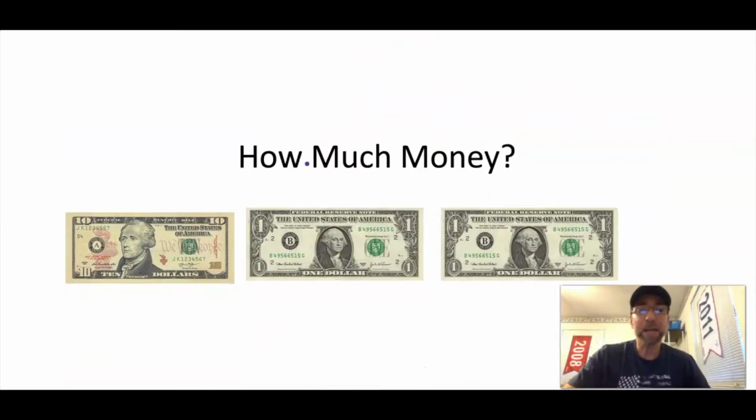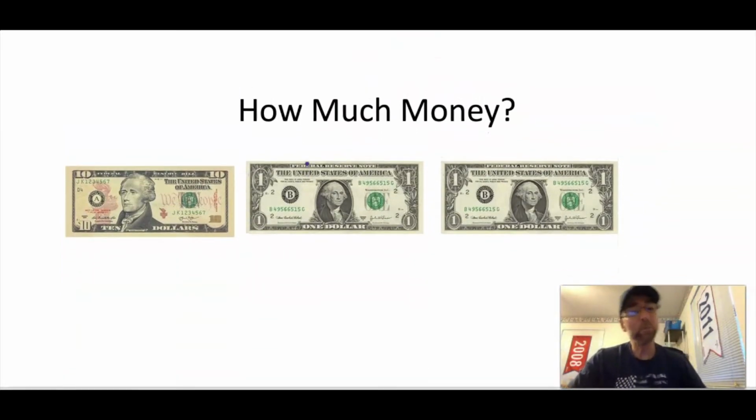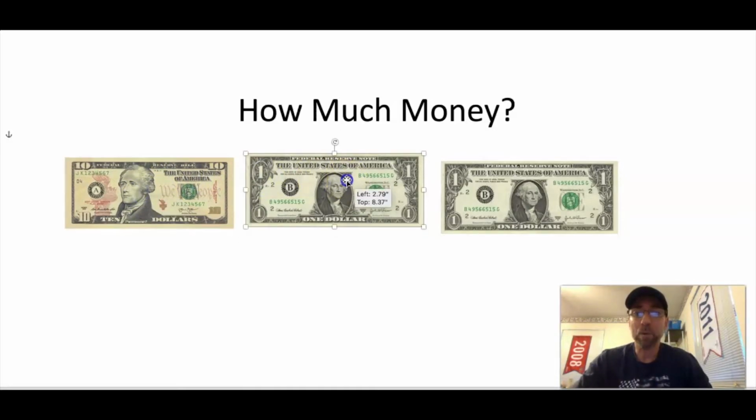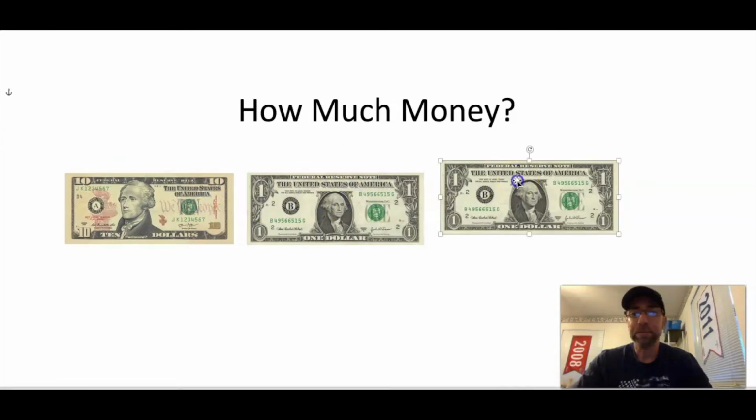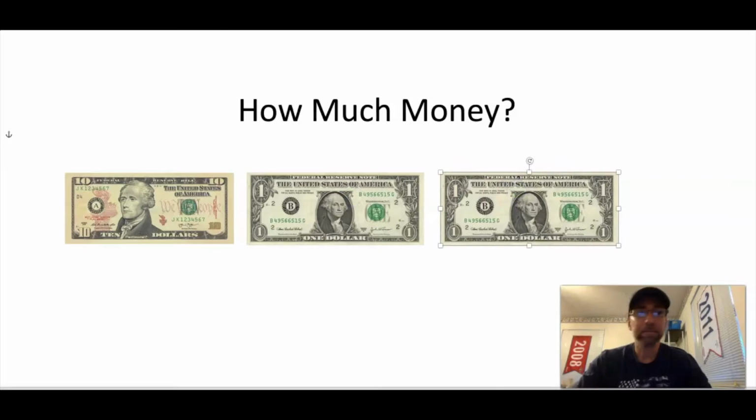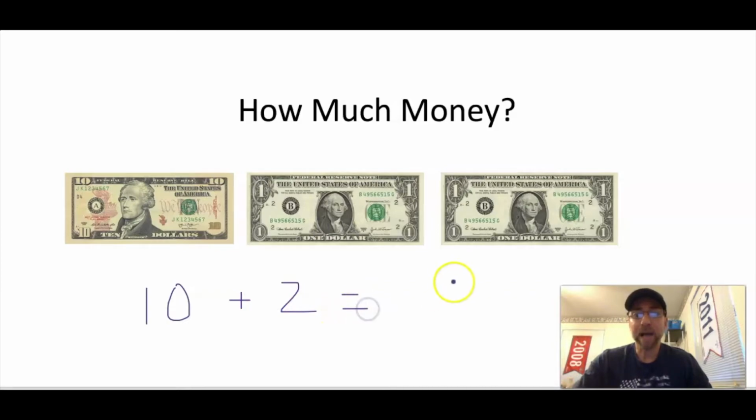So how much money do we have? Well, when we're looking at our $1, $10, and $100, we have to be able to add it all up. So here we have $10 and one more. 10, 11, $12. I have a $10 bill and I have two $1 bills. And that gives me $12.